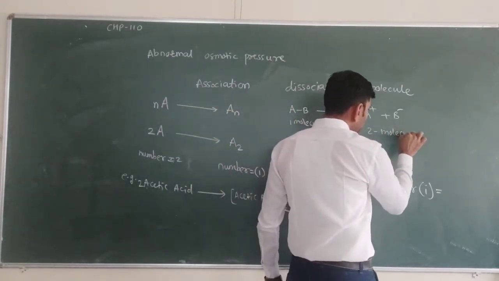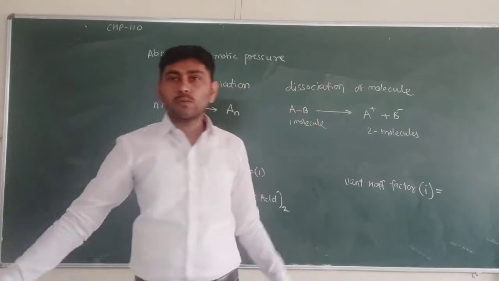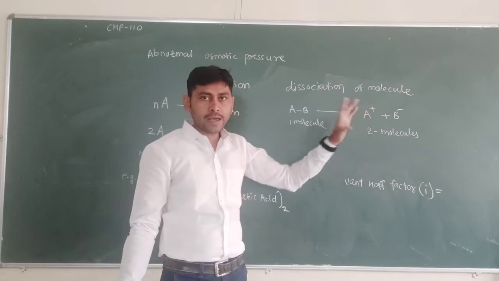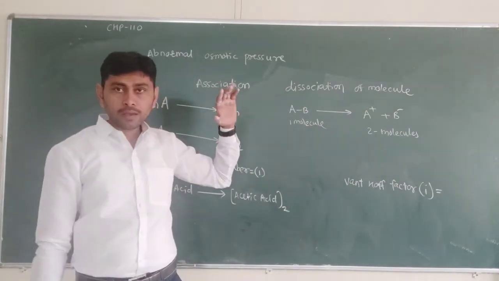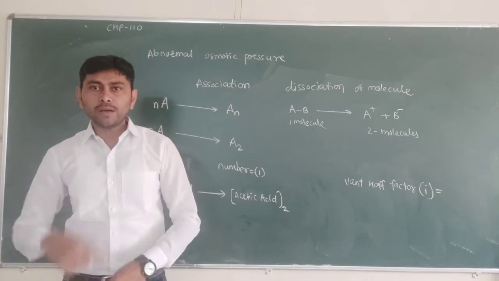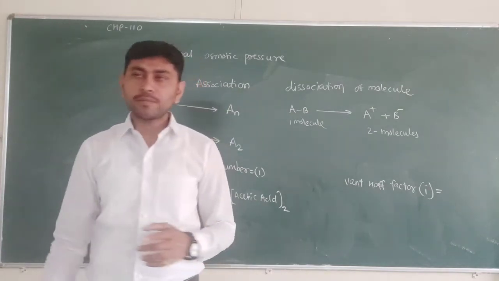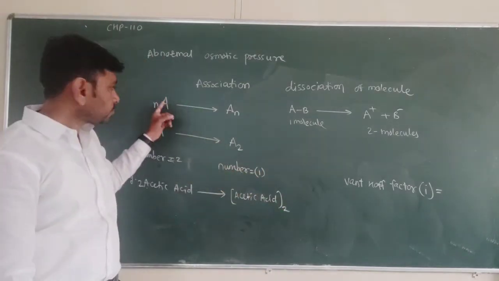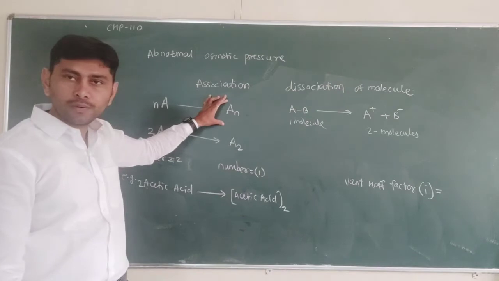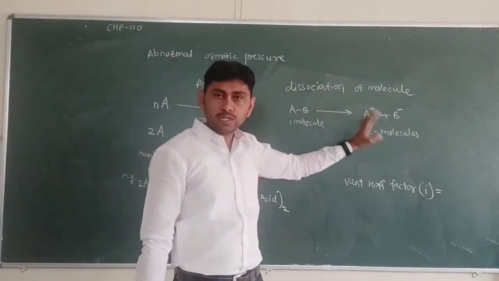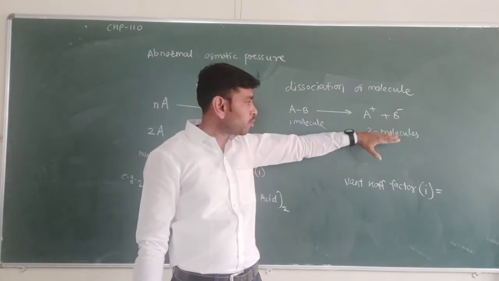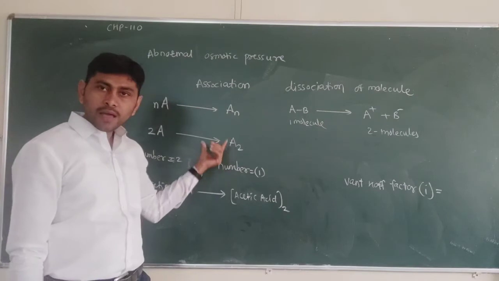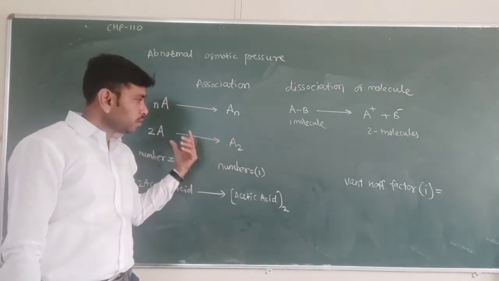So the pressure created by these two molecules is greater than that of one molecule. So the number changes, the colligative property changes, and the osmotic pressure changes, and there will be a difference between our theoretically calculated value and the experimentally determined value. Why? Because there will be association or dissociation of molecules. Due to dissociation, the number of molecules increases and the colligative property increases. Due to association, the number of molecules decreases and the colligative property also decreases.